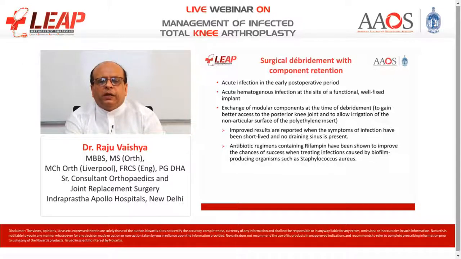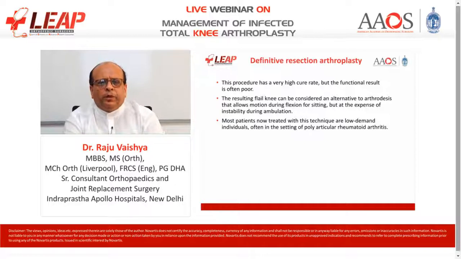Antibiotic regimes containing rifampicin have been shown to improve the chances of success when treating infection caused by biofilm-producing organisms such as Staphylococcus aureus, because it has been seen that certain antibiotics like rifampicin, linezolid, etc. can penetrate the biofilm and hence can eradicate infection in a chronic setup.